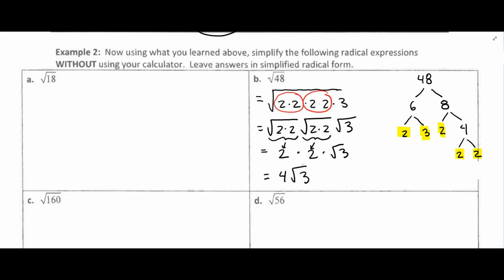Alright, so that's it for this video. Again, if you need to rewatch, feel free to rewatch. If you have questions, make sure you get those answered. You're absolutely going to have to be able to simplify radicals to be successful in this unit. And we'll see you next time.